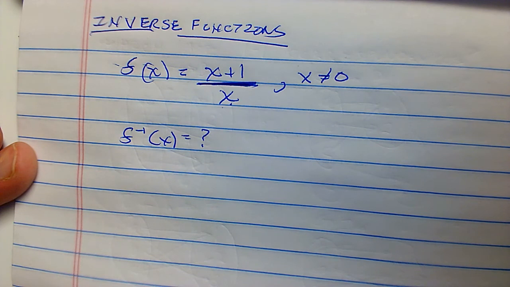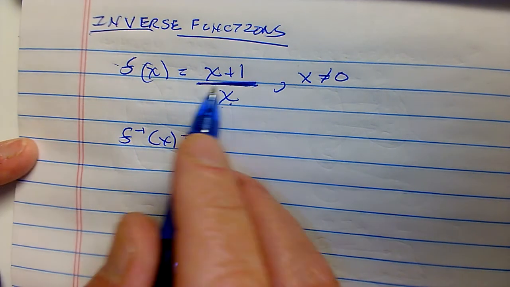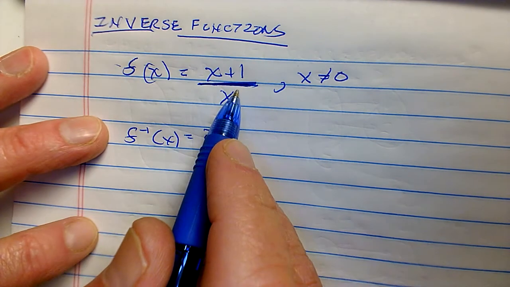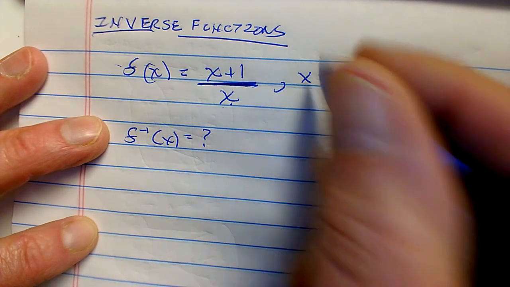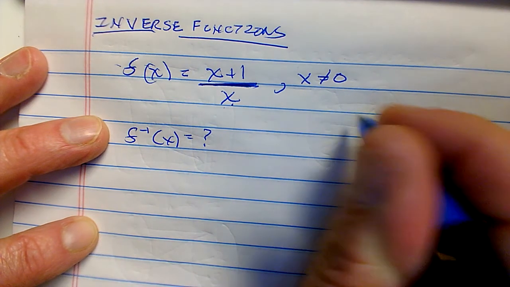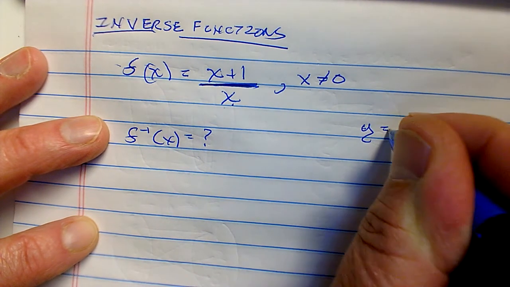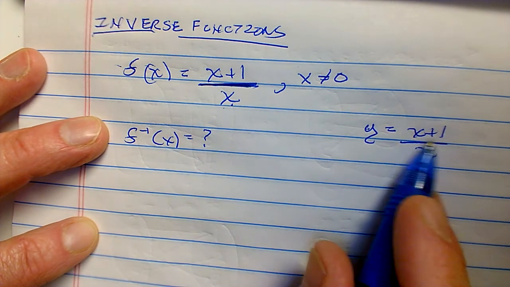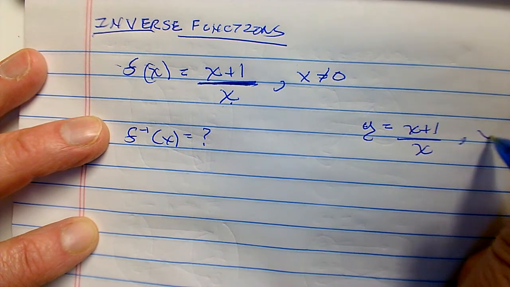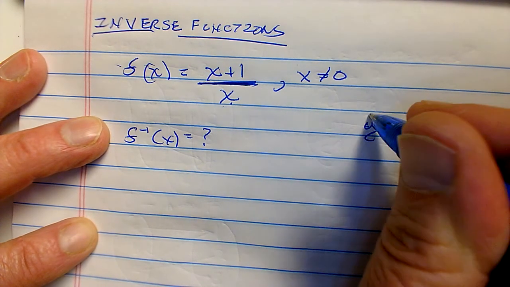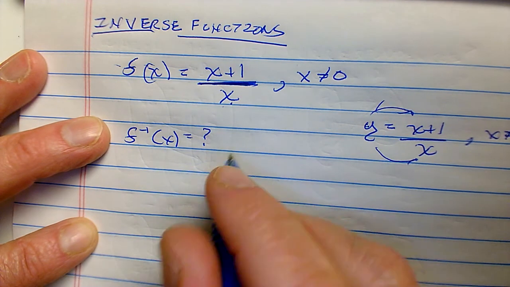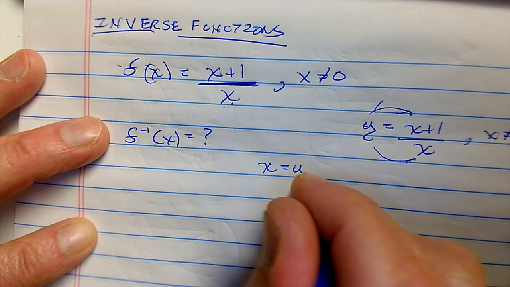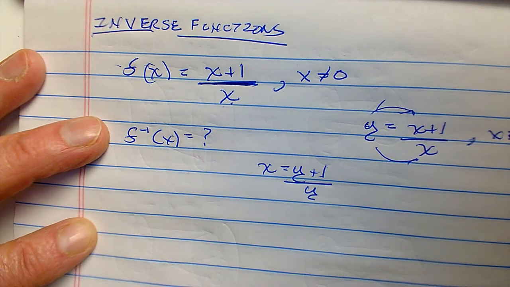What is the inverse function of this one? I'm not going to get too much into how you would graph this. Well, we said over here that we can flip the domain and the codomain around. So if I took this and said y is equal to x plus 1 over x, but x cannot be 0, and I switch the x and y values around, what would I get? I would get x is equal to y plus 1 over y.